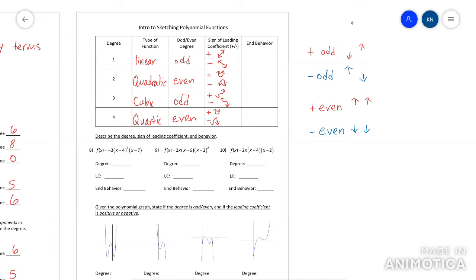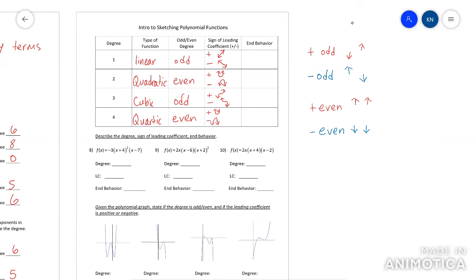So this is so important to know. All right, so when they talk about end behavior, yeah, you can do it like as x approaches this, y approaches what. But really, I'm just caring about these arrows right now.